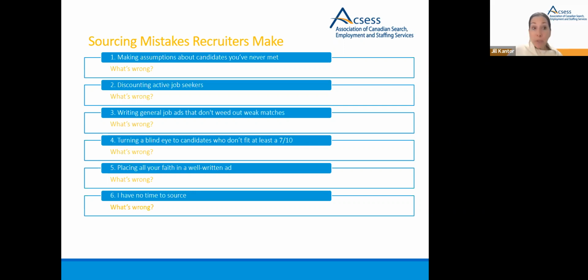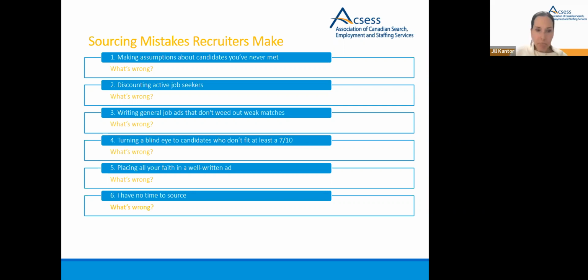I would say for me personally, it was number 4. Turning a blind eye to candidates who don't fit at least 7 out of 10. That's the one that I tend to see the most often, and the one that requires a lot more coaching, and people go, oh, that's okay if they're not a 10 out of 10.